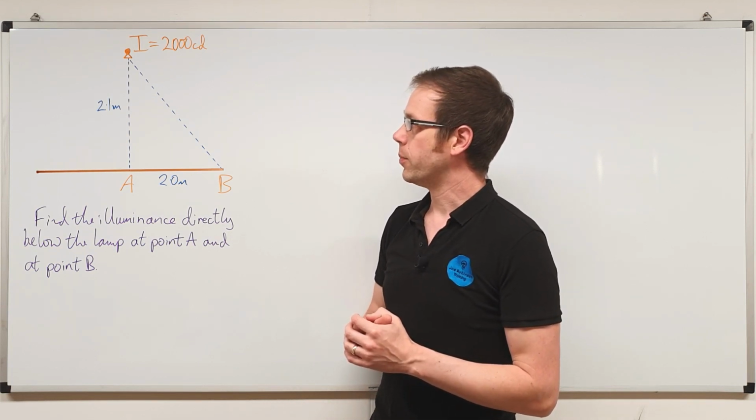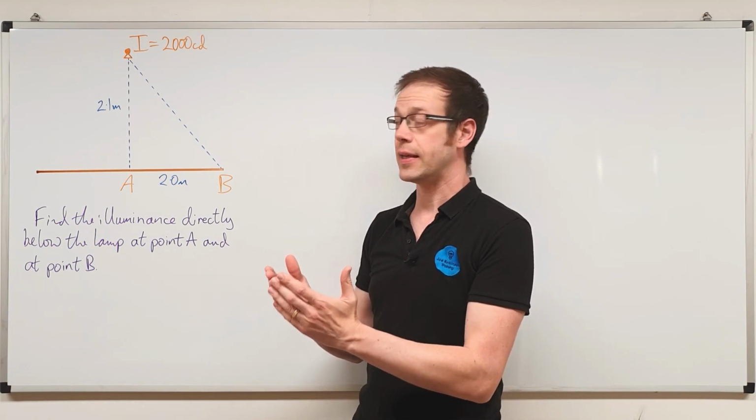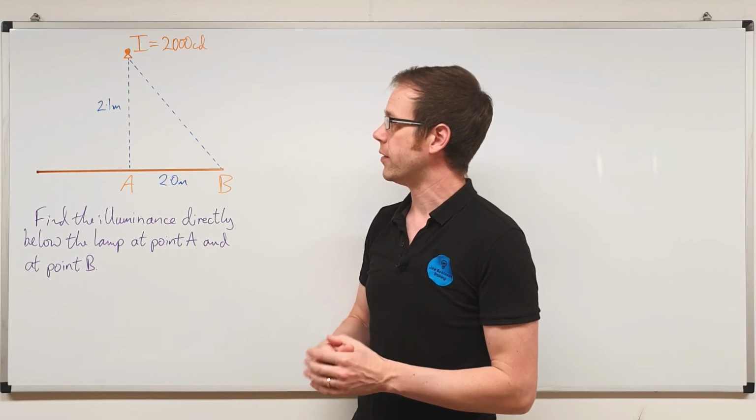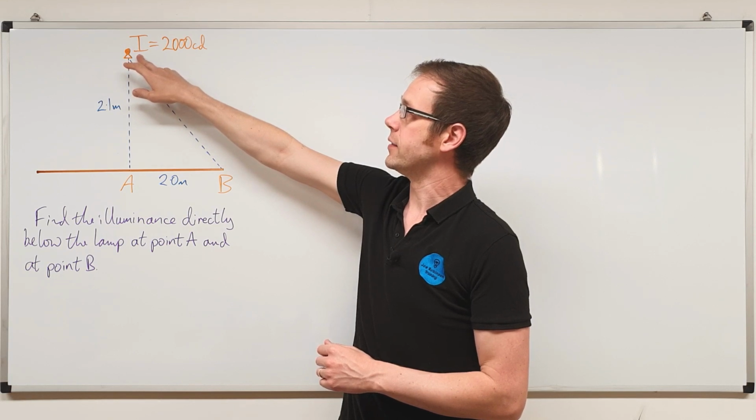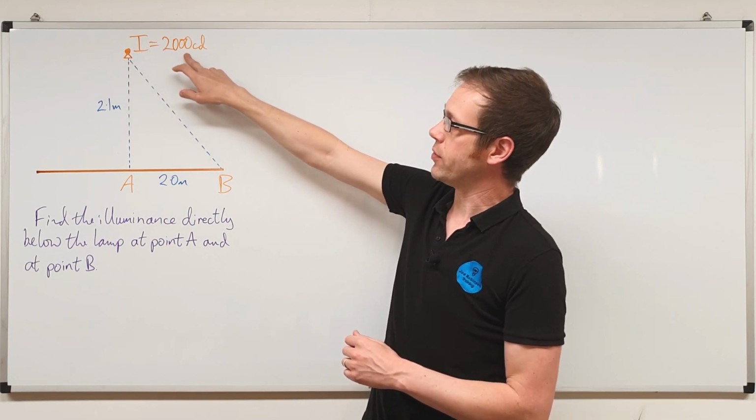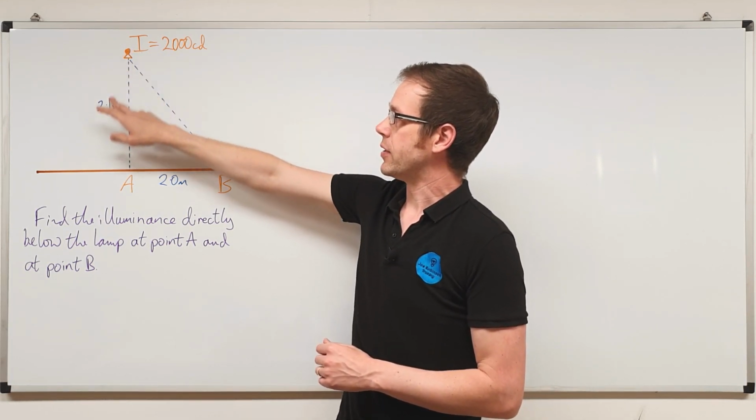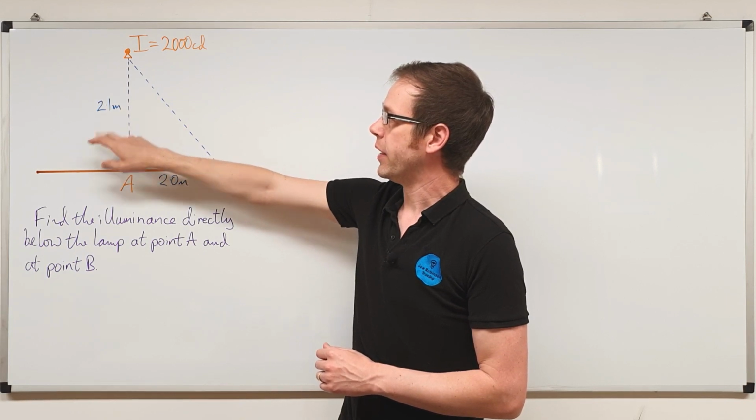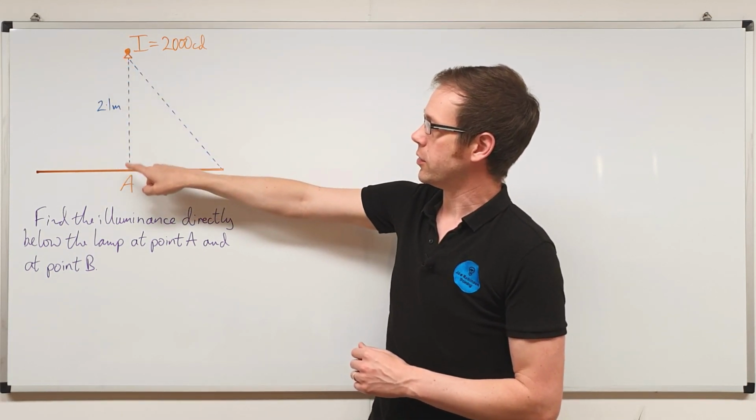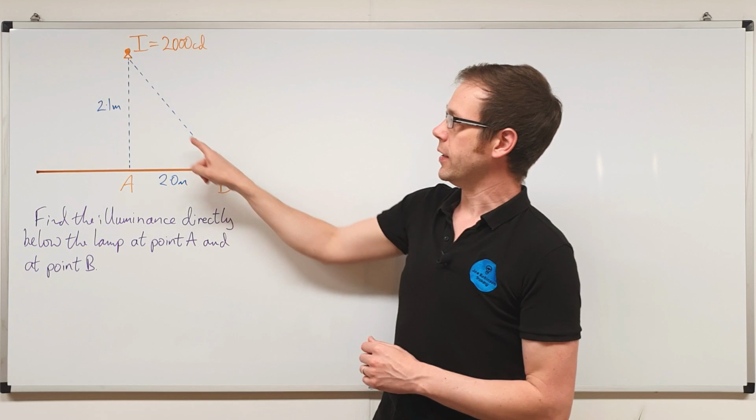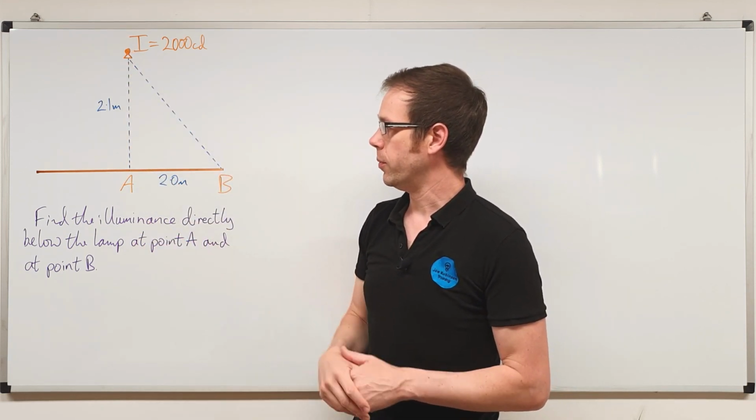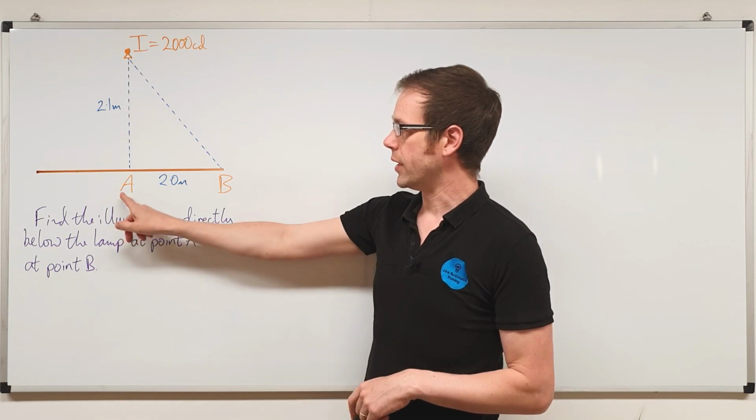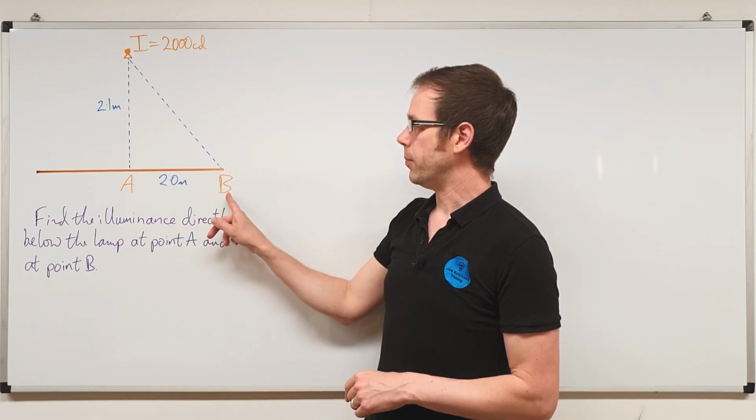So you can see on the board here, and again you might expect to get this in an exam, you might have a drawing that looks a bit like this. We've got a point of illumination up here that has a luminous intensity of 2000 candelas. It's clearly mounted at a height of 2.1 meters, and you can see here that we've got these dotted lines indicating the direction that the light is traveling in. And the question is, find the illuminance directly below the lamp at point A and at point B.